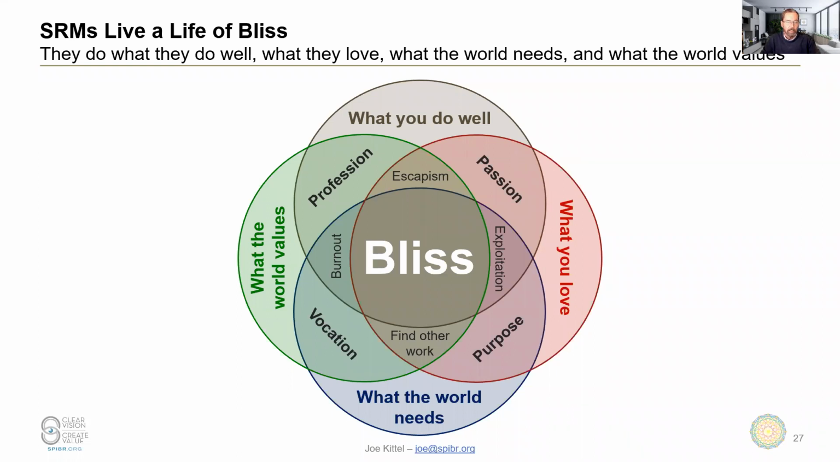And as a final slide, it's important to note that successful SRMs do live a life of bliss. They do their job well. They love their work. It is what the world around them needs. And it is what the world increasingly values, especially as businesses realize more and more that relationship itself is actually their most strategically important asset.